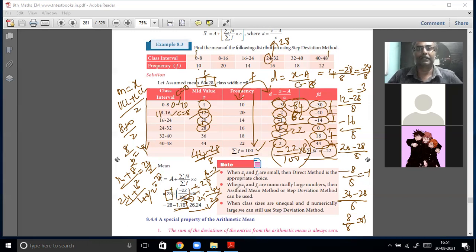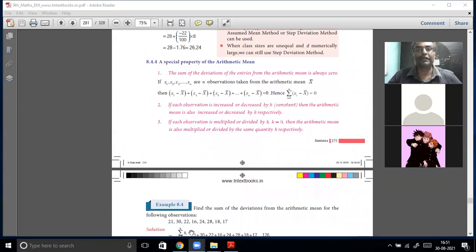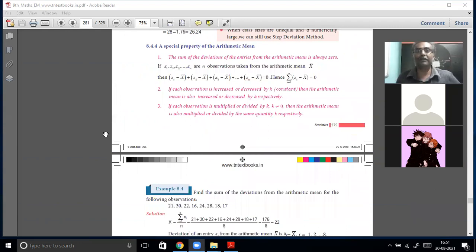Okay. Let us clear all the clutter and go down. So, some special property. The sum of the deviations of the entries from the arithmetic mean is always 0. That means x1, x2, x3, x4, like that observations are given. After that, you have found the arithmetic mean. Now what you can do is, when you do x1 minus arithmetic mean, plus x2 minus arithmetic mean, plus x3 minus arithmetic mean, like that you keep on doing till xn minus x bar, then you will find that the sigma is 0 always.